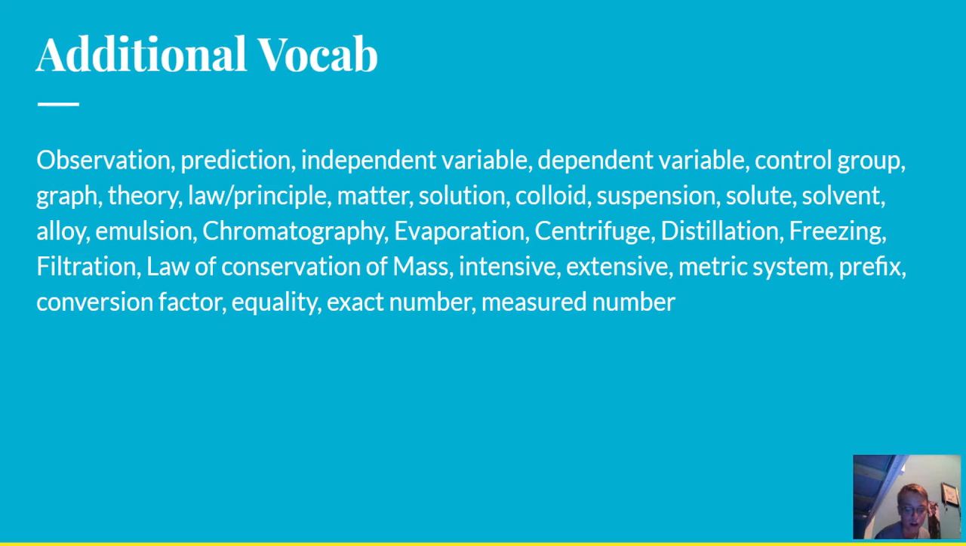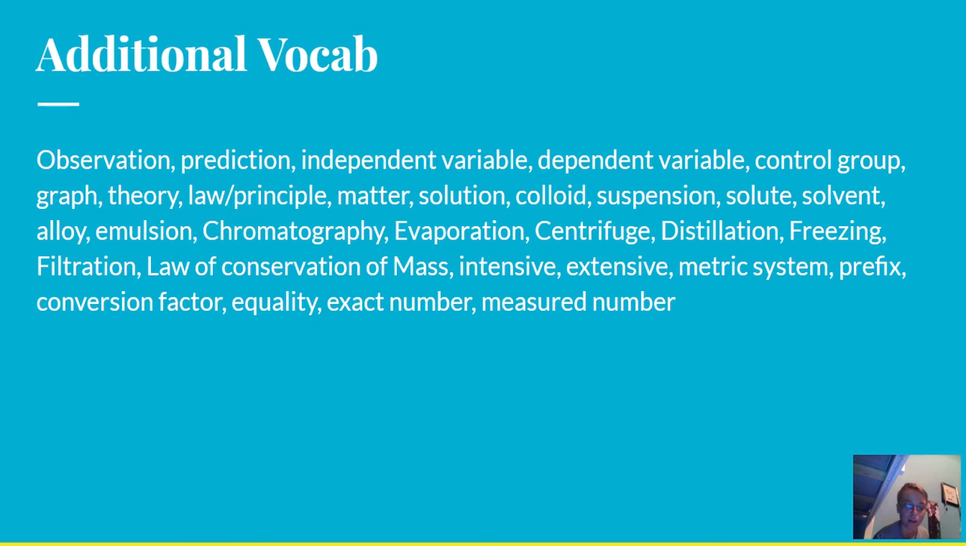Solution, a special type of homogeneous mixture composed of two or more substances. Usually a solute and solvent are within a solution. Colloid. A colloid is a phase-separated mixture in which one substance is suspended throughout another substance. Suspension is a heterogeneous mixture that contains solid particles. A solute is a substance dissolved in another substance, and a solvent is a substance that dissolves a solute.